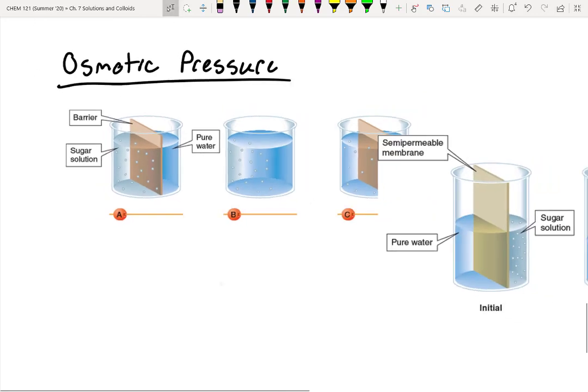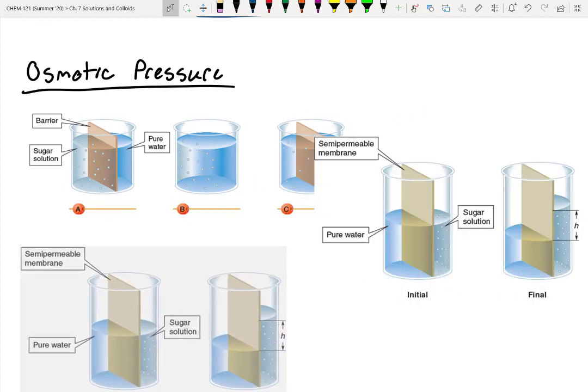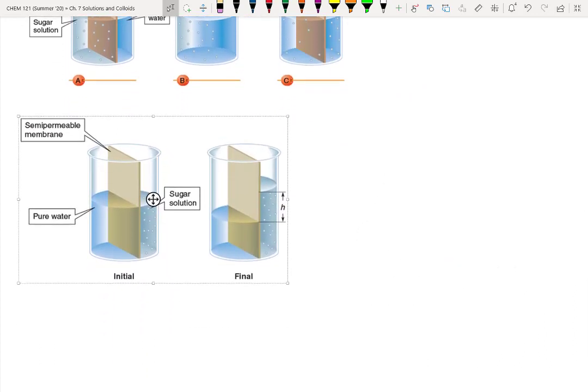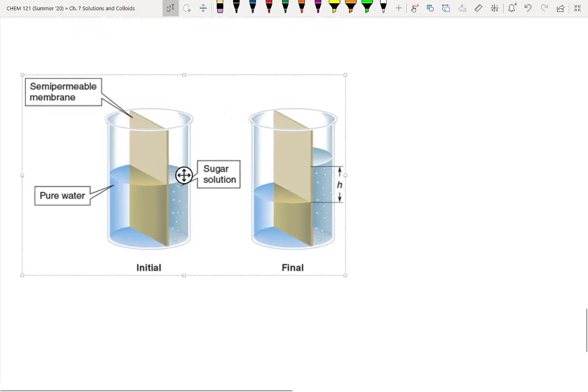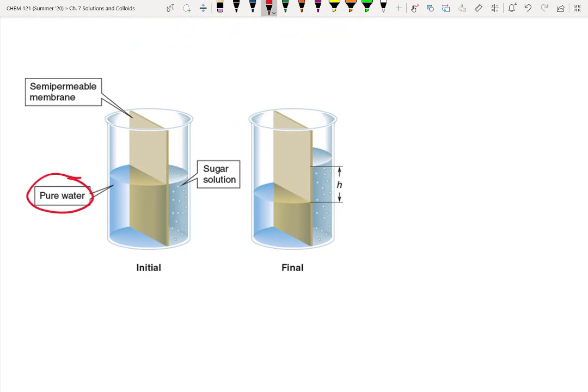Okay, and in this scenario, instead of having a really rigid barrier, we have a different type of barrier. We've got what we call a semi-permeable membrane. So in this case, we've got pure water on one side, a sugar solution on the other. But what happens is this semi-permeable membrane allows solvent through, but only solvent. Meaning the sugar can't move, but the water can.